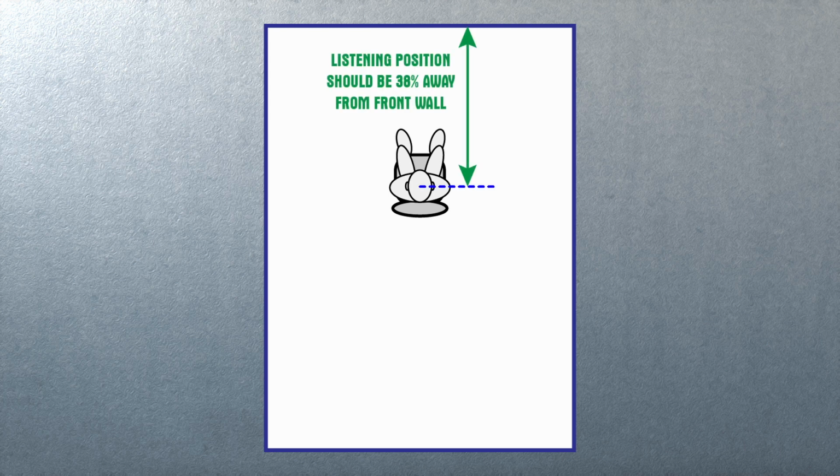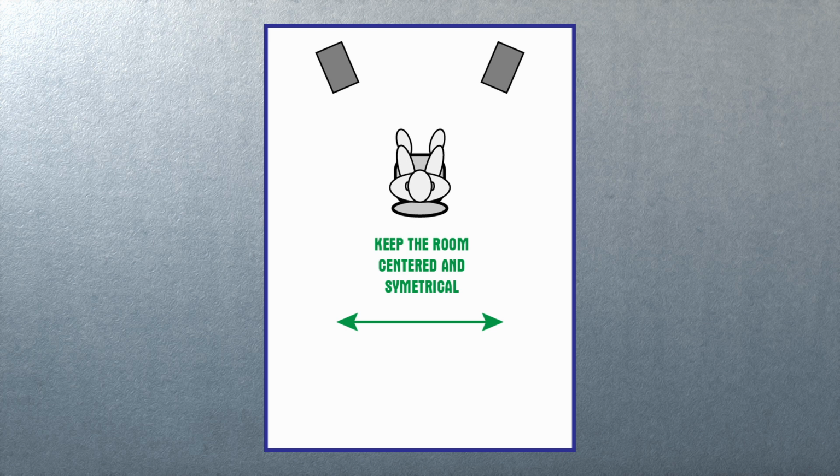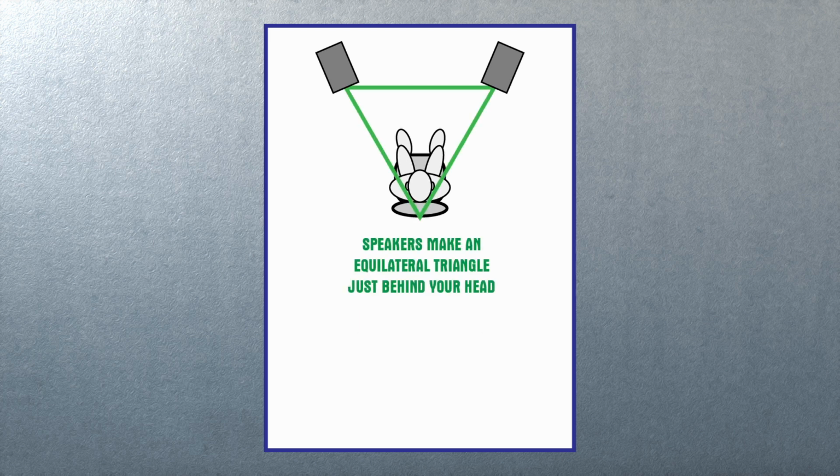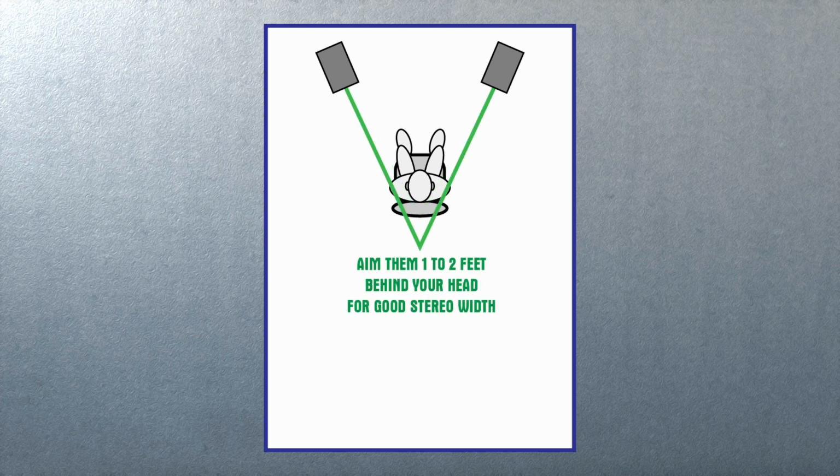Position your chair so your listening position is 38% of the way off the front wall. That's a magical percentage that top studios use, and is the first thing you should locate in your room. Your speakers should be positioned the same distance off the left and right walls, so your chair will be centered between them. You need to make an equilateral triangle, either at or just behind your head. Aim the speaker to a spot 1 to 2 feet behind your head, not directly at your ears, and not directly at your back wall.